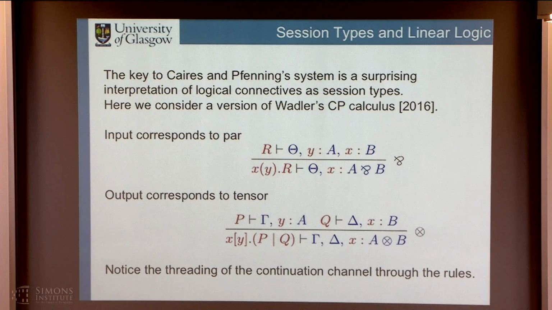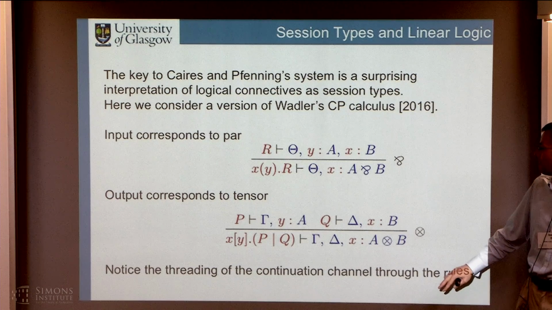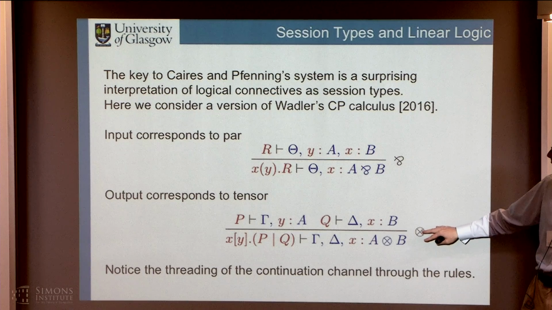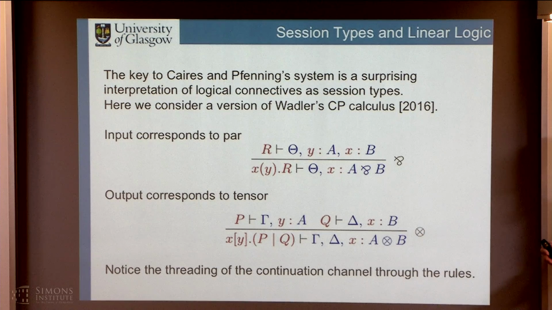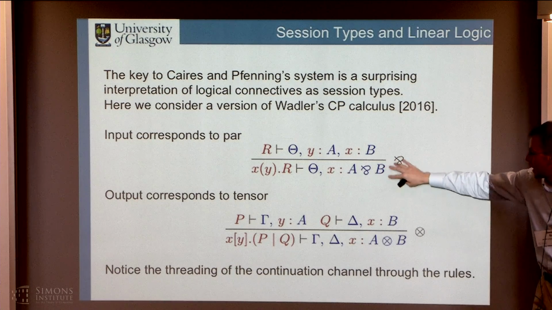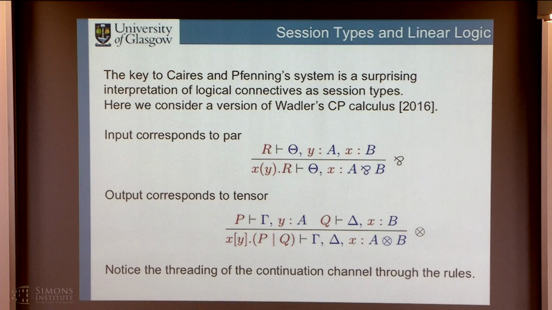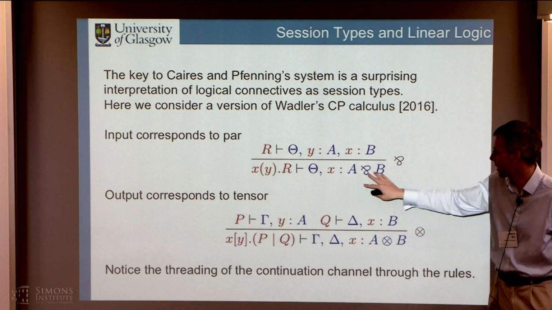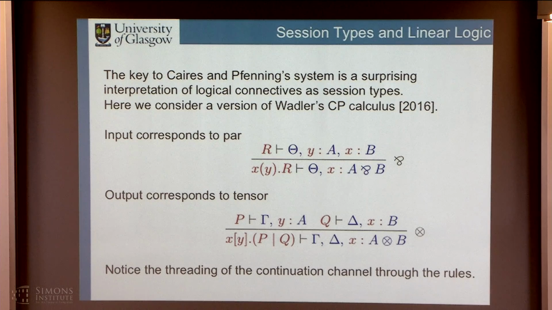So just to give you a little flavor of how that works, the thing that was really amazing about this is that they identified the connectives of linear logic with the type constructors of session types in really quite a surprising way. So tensor corresponds to output. The type A tensor B means this is the type of a communication channel on which you first send a message of type A and then continue to behave according to protocol B. And par, which is the De Morgan dual of tensor in classical linear logic, corresponds to input. So this is input a message of type A and then continue to behave as protocol B.